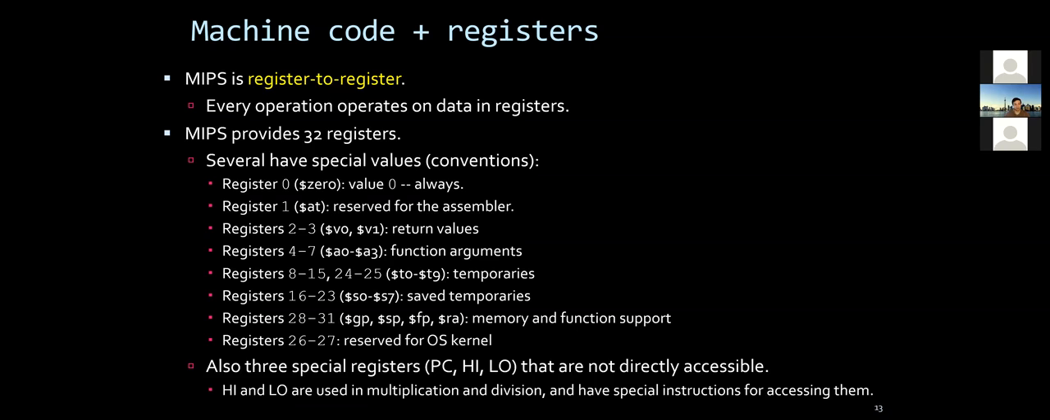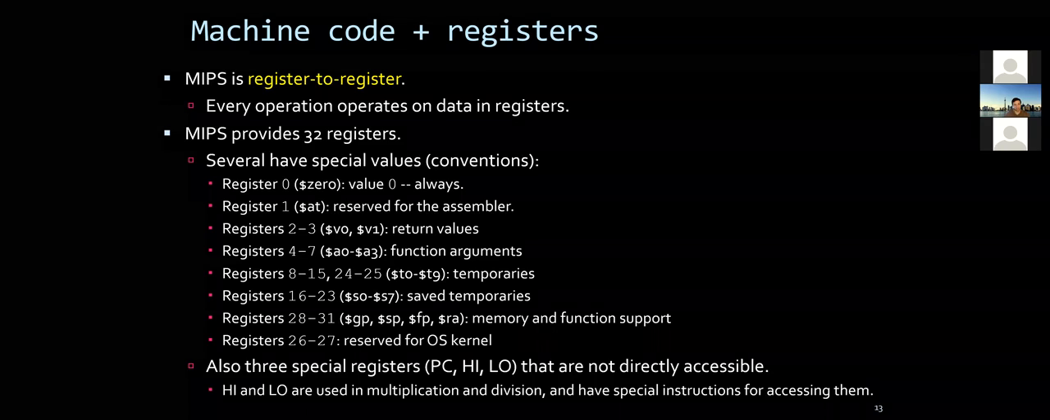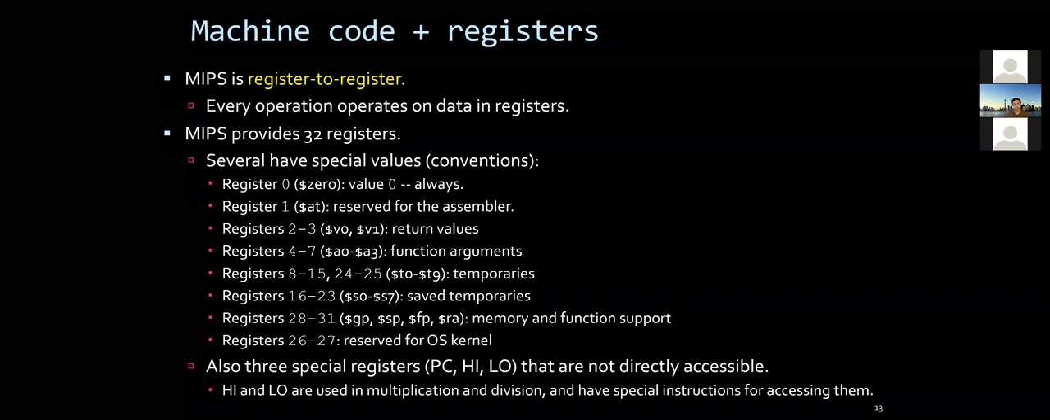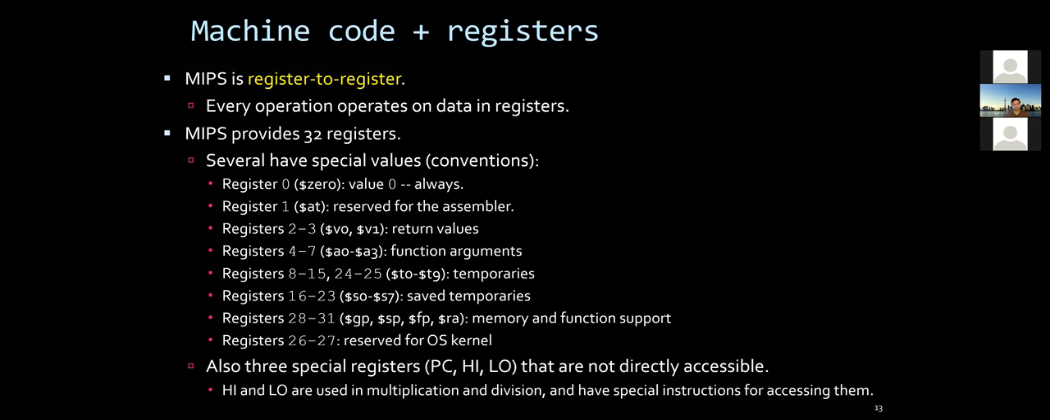There are also some special registers like PC, HI, LO that are not directly accessible. They are used in multiplication and division and have some special instructions for accessing them, but you can't directly read and write into them usually. Okay, so these are the conventions we have in the MIPS architecture.